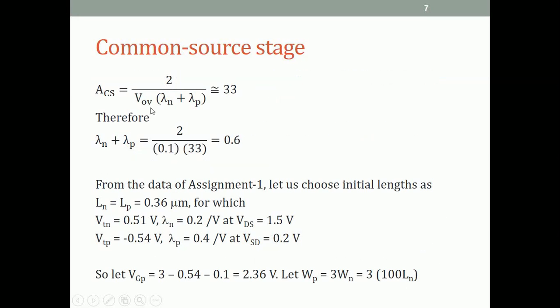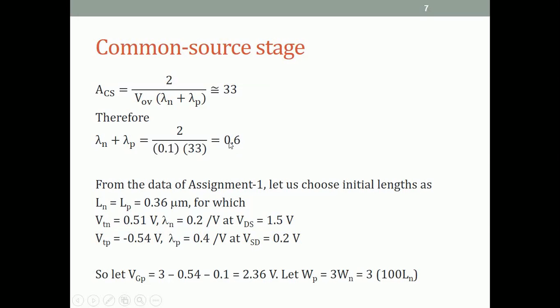And in order to do that, we say, okay, we want this to be 33. We make VOV 0.1. So I'm getting lambda n plus lambda p equal to 2 divided by VOV times 33, equal to 0.6. If you go back and look at the data of assignment 1, we want to choose lengths for the NMOS and PMOS so that the lambdas add up to 0.6.